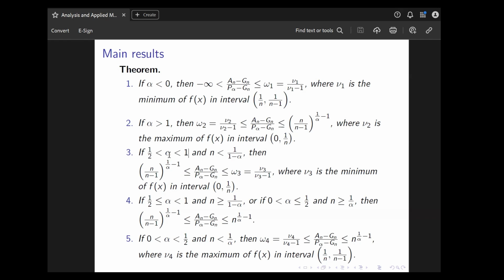If alpha is between 1 over 2 and 1, and n is less than 1 over 1 minus alpha, then our ratio is between 2 numbers, one of which is exact, and the other one should be determined using f(x). If alpha is greater than or equal to 1 over 2 but less than 1, and n is greater than or equal to 1 over 1 minus alpha, or if alpha is between 0 and 1 over 2 included, and n is greater than or equal to 1 over alpha, then A_n minus G_n divided by P_alpha minus G_n is between these two bounds.